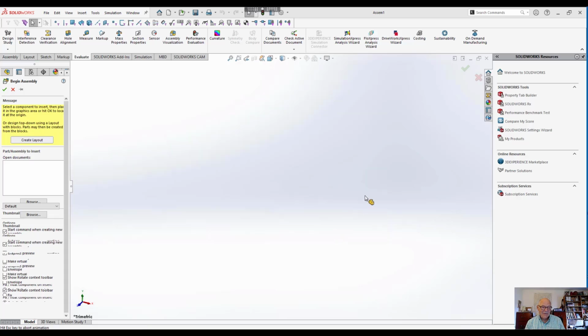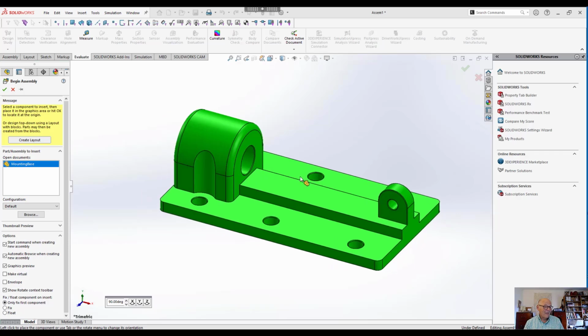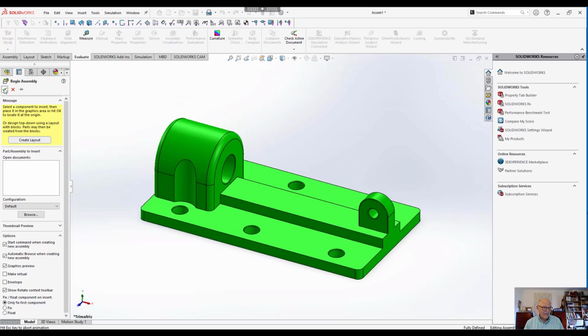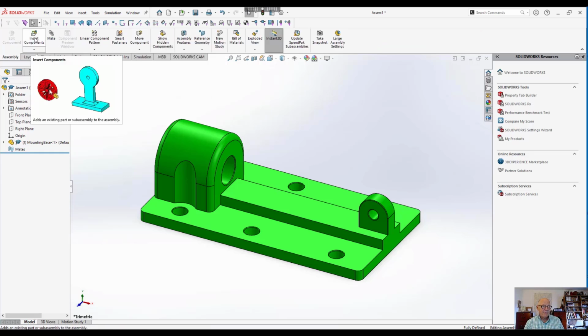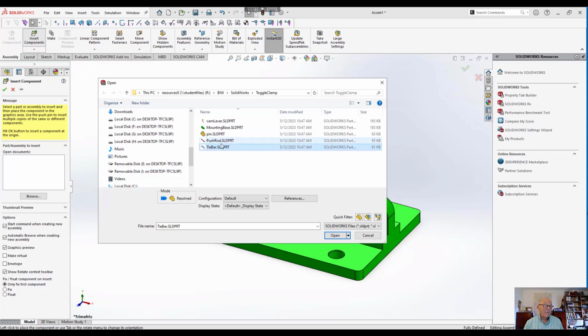Now you can drop this anywhere you want, but that's not a good idea. Instead, on the very first part, go to the green check over here. When you pick that green check, it just puts it in place. Now we have a different set of tools here because it's an assembly. So under the Assembly tab, Insert Components is one of the tools, and it asks you to go and browse for the components. At this point, we don't bring in just one thing. We bring in the tie bar, hold the control key down, the push rod, a pin, and the cam lever.